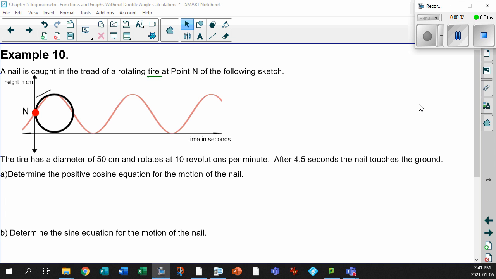Another question, you got it. Sinusoidal functions, but I'm not going to give you the equation again. You're going to get more and more practice with this, and you're going to find out figuring out the equation is actually kind of easy. So here we go. We got a nail.